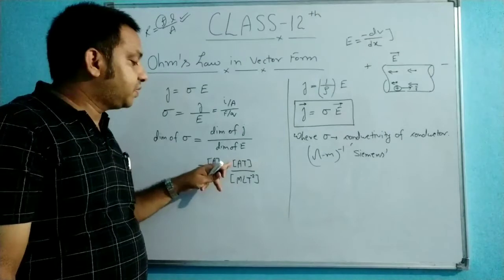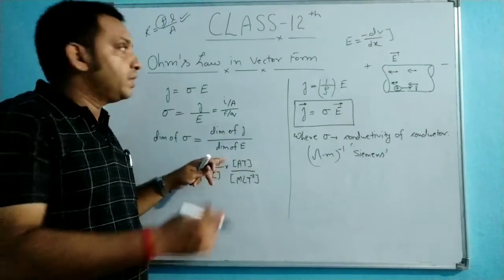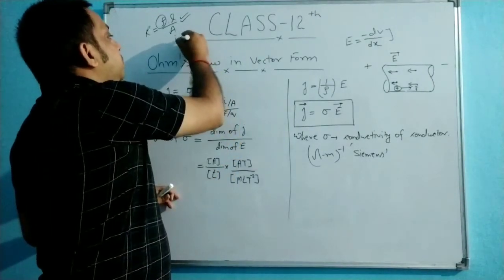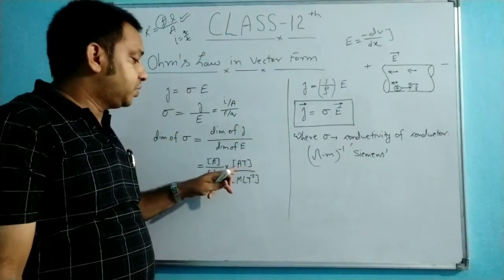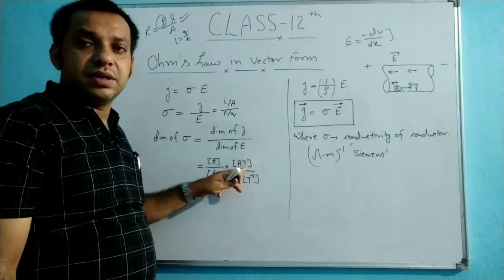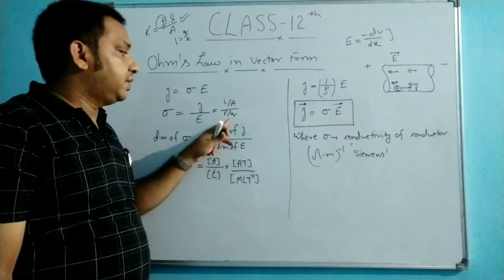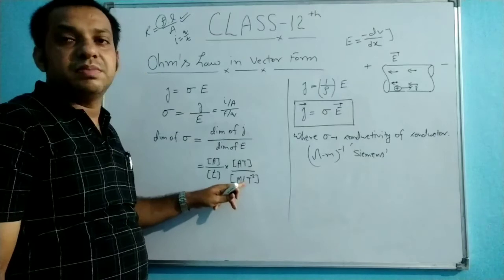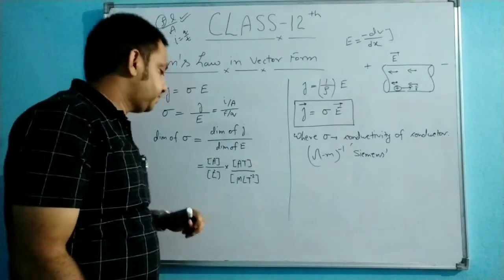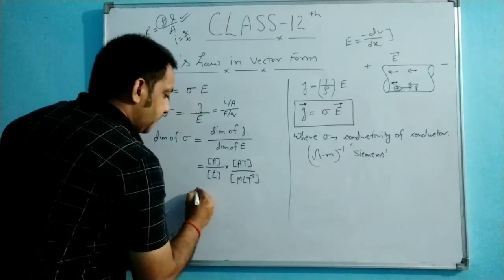The dimension of Q is from the relation, what? I is equal to Q by T. So Q is equal to I into T, ampere into second. So here ampere into second, right? And divided by the dimension of the force. So force dimension is kilogram meter per second square. Clear? Now simplify this one.